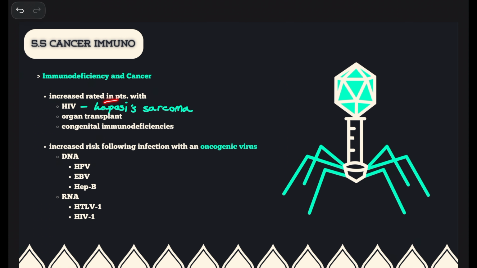All right, and then finally, we have immunodeficiency and cancer. Increased rates in patients with HIV, right? HIV, very immunosuppressive, kills your CD4 T cells. That's bad news bears. Organ transplant, I likely will be on immunosuppressants for a good chunk after getting a new kidney. And then obviously, if you're born with no thymus, or if you're born with some sort of congenital issue, yes, that will increase cancer risk.